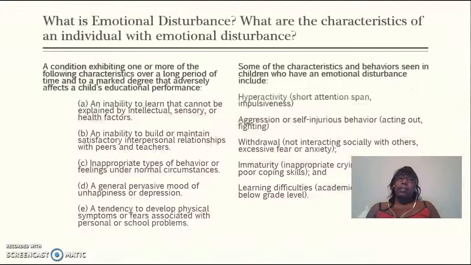Emotional disturbance. So with emotional disturbance, that is a condition exhibiting one or more of the following characteristics over a long period of time and to a marked degree that adversely affects a child's educational performance. A, an inability to learn that cannot be explained by intellectual, sensory, or health factors. B, an inability to build or maintain satisfactory personal relationships with peers and teachers. And then it goes all the way down to E.